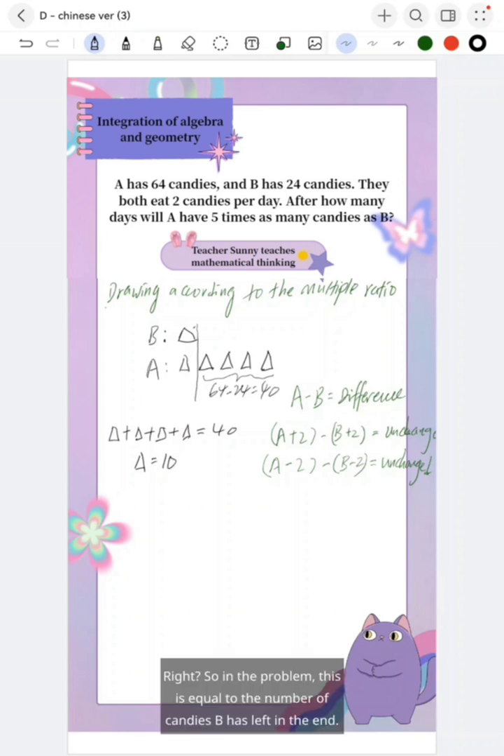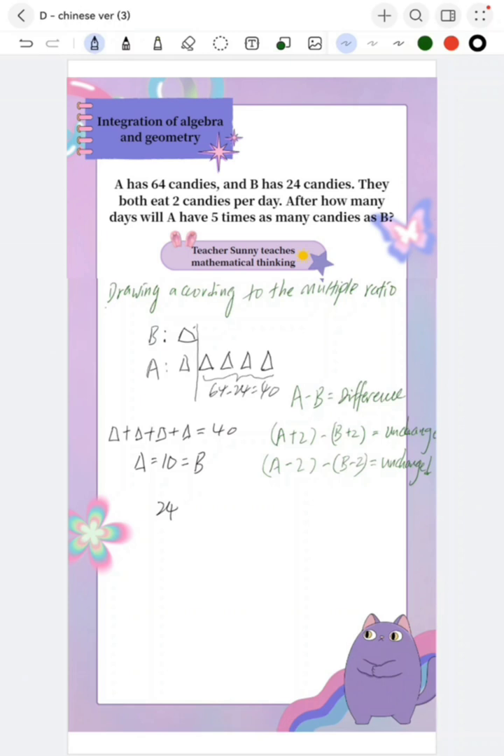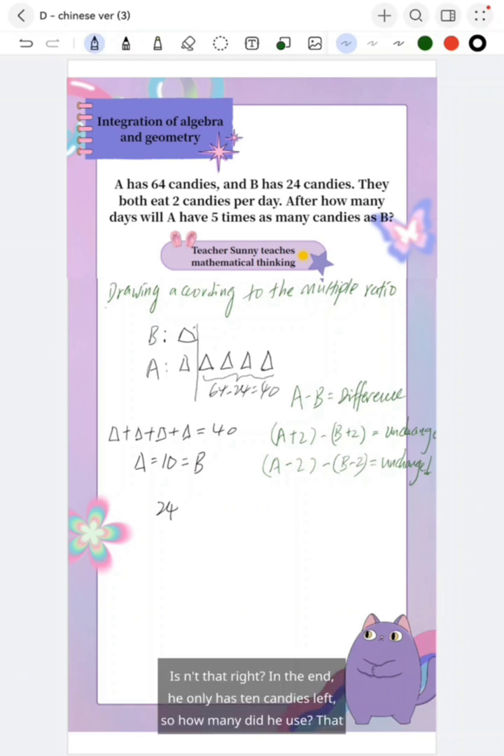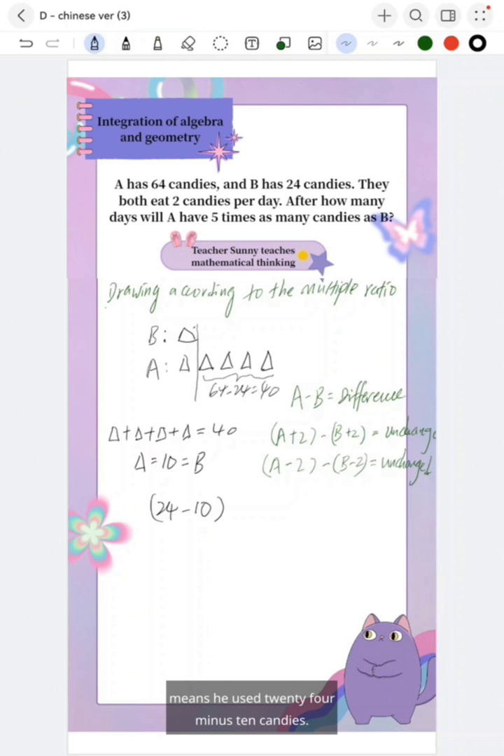Right? So, in the problem, this is equal to the number of candies B has left in the end. Then, a few days later, B has 10 candies left. So B also has 24 candies. Isn't that right? In the end, he only has 10 candies left. So how many did he use? That means he used 24 minus 10 candies. He ate them, right? He certainly ate them. He consumed these, he ate this many candies. 24 minus 10, right? So after a few days have passed, he has already eaten 14 candies.